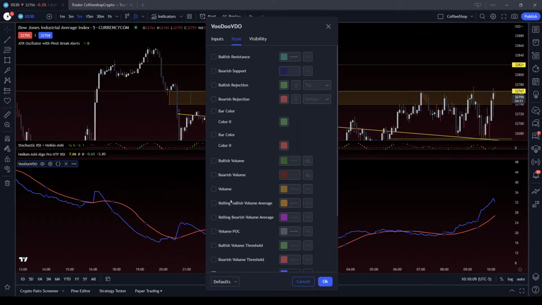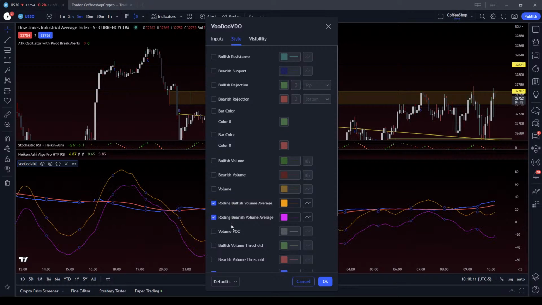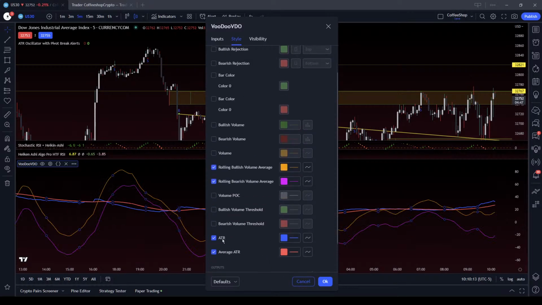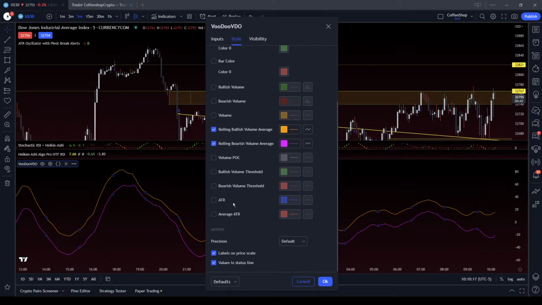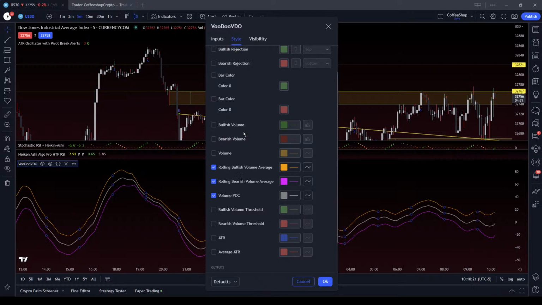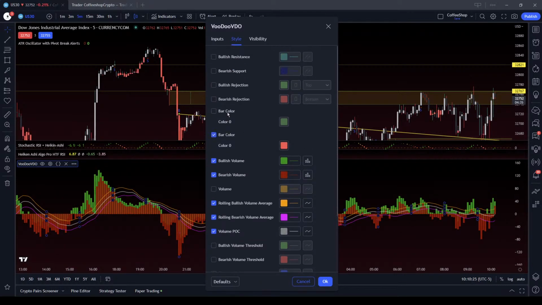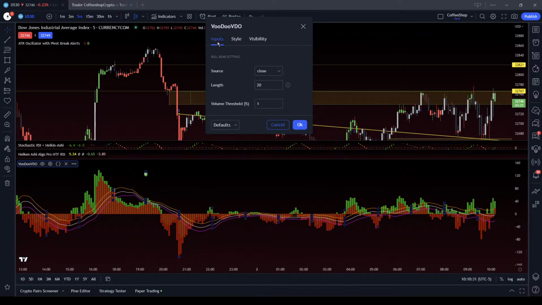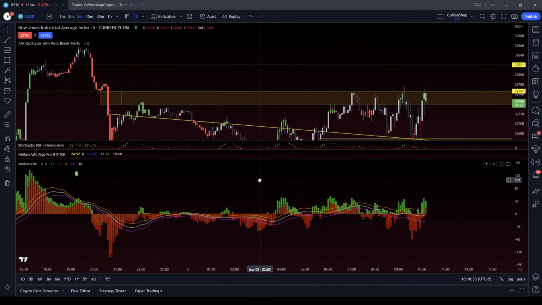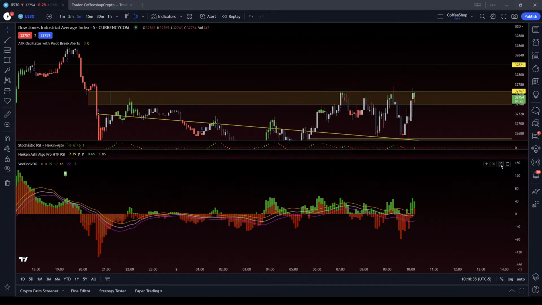I'm sure a lot of you guys are looking at me like, what the hell is he doing? What is that? Yeah, so this says ATR and average ATR, but I'm going to tell you right now, it is not what you think. Yeah, not what you think. This is why this indicator is so clean cut, so good. Bearish rejection, bullish rejection, that's fine. Bearish and bullish rejection is basically support and resistance of volume. That's what's happening there.